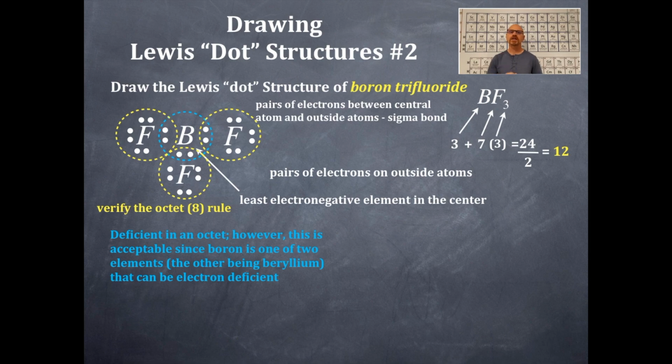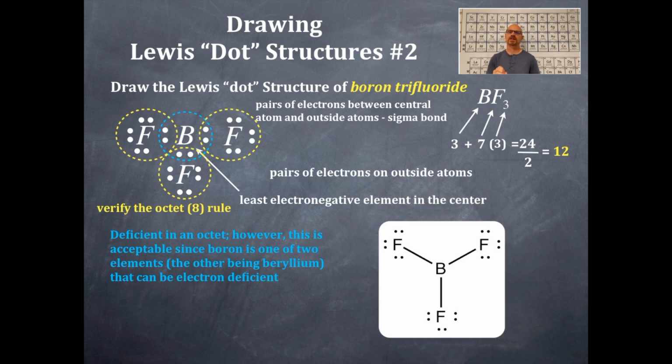So we need to rewrite this Lewis dot structure here. And here we go. Bam! This is going to be our final answer. You should see that the boron is smack dab in the middle, and I have lines representing pairs of electrons that are bonding electrons. And then the lone pairs of electrons on the outside of the fluorine atoms are still dots.